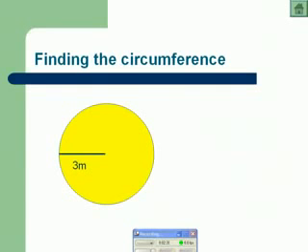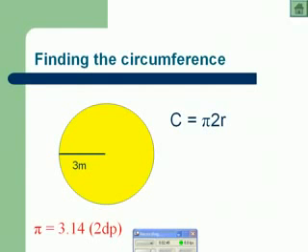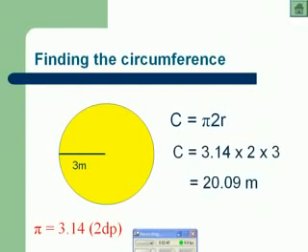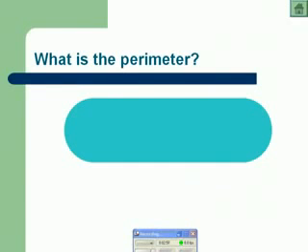So see if you can find the circumference of this circle that's got a radius of 3. Press pause to have a go at the question, and then press play for the answer. So we know that circumference is going to be pi times my 2 radiuses. 3.14 then, times 2 times 3, which is going to be 20.09 meters this time. And that's all the way around.